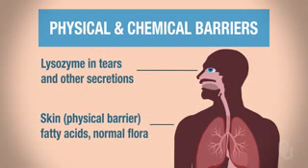You also have the skin then. And the skin is a physical barrier. The skin also has fatty acids and some normal flora as well that will affect the pH, and some foreign invaders cannot survive on the skin just because of the normal flora on our skin.